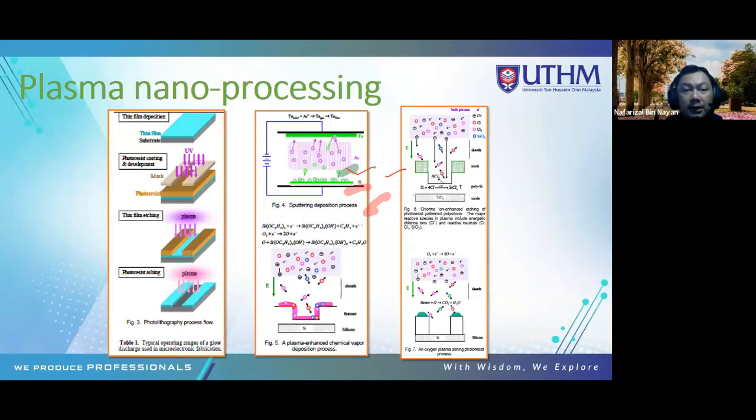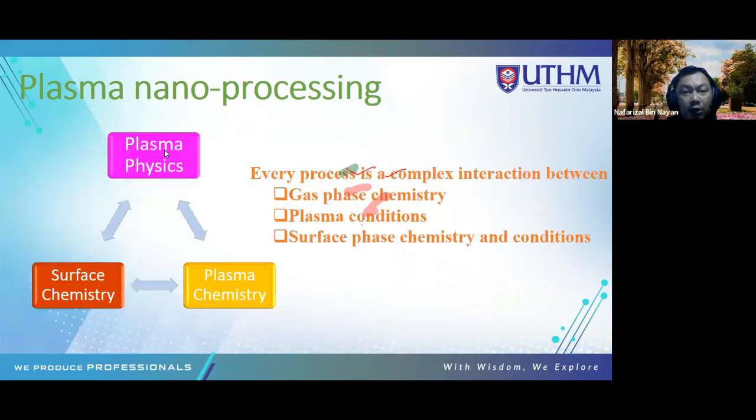So this is what we have discussed last week on the plasma for nanoprocessing. We discussed how we can use plasma for etching and coating, what types of plasma are available, and the physics behind that. In nanoprocessing, we have to understand the plasma physics, the chemistry behind it, and also some surface chemistry, because we have the interaction between the plasma and the substrate that we have for the process.